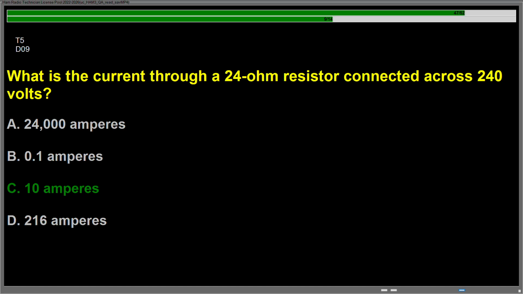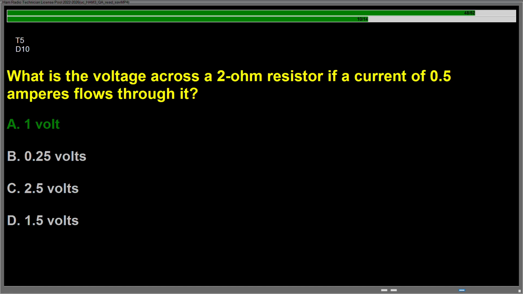Question Delta 09, what is the current through a 24 ohm resistor connected across 240 volts? Answer is C. 10 amperes. Question Delta 10, what is the voltage across a 2 ohm resistor if a current of 0.5 amperes flows through it? Answer is A. 1 volt.